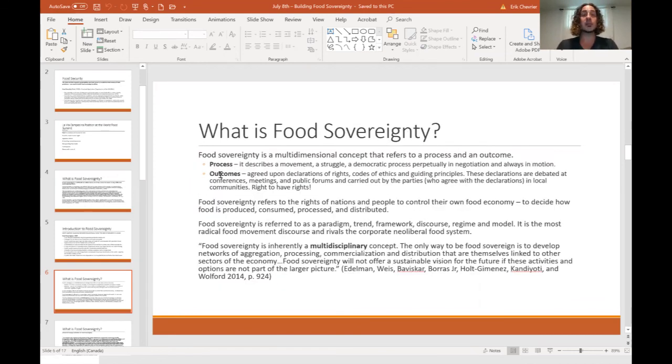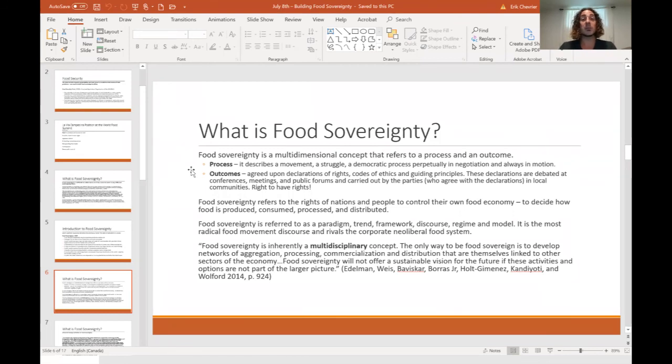And the spin that I put on it here is that I like to describe it as a process. It's a movement, a struggle for democratic processes that are perpetually in negotiation and always in motion. What that means is that the process of obtaining food sovereignty is not just about the outcome, where we say, yay, we're food sovereign and that's it, but it goes beyond that. It is a continuous negotiation about the democratic processes and the different outcomes that people want to see in a food sovereign nation or a food sovereign community.